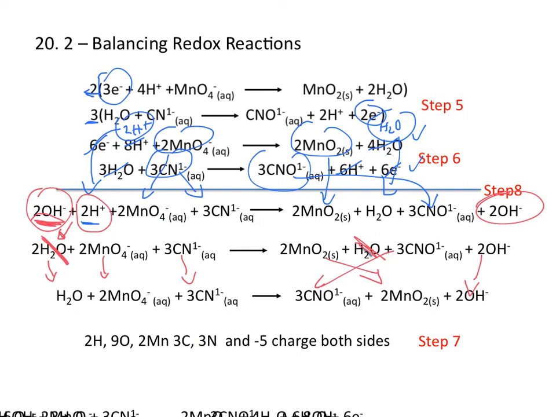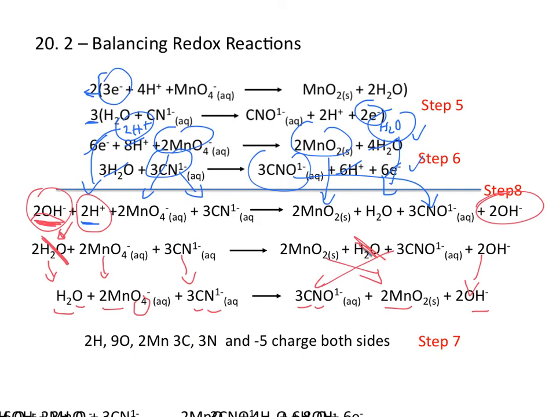Okay, so hydrogens, I have 2 hydrogens here, I have 2 hydrogens there. Manganese, I have 2 of them, 2 of them. Carbon, I have 3 and 3. It's good. Nitrogen, 3, 3. Okay, I have those balanced. Oxygen, I have 8, 9 on this side. Oxygen, I have 3, 4, 5, 6, 7, 8, 9 on the right-hand side. So all of my elements add up.